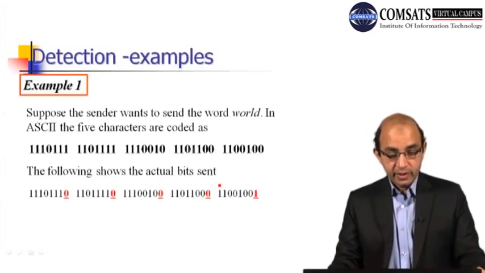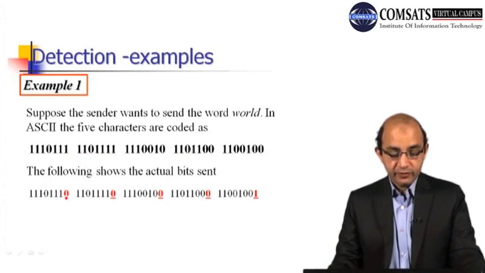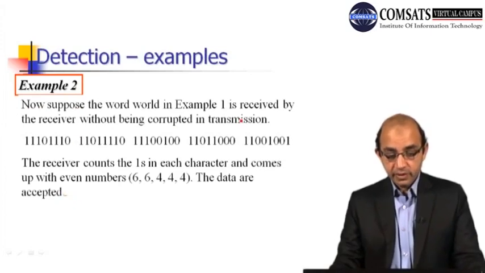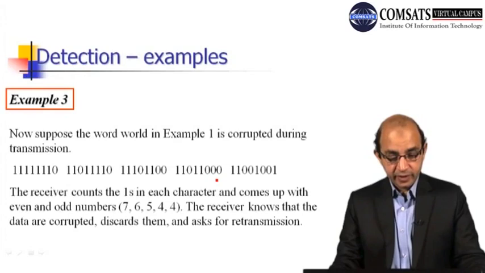So here we have another example. Here the sender wants to send the word in ASCII. The 5 characters are coded, so these are the 5 characters, WORLD, and here we have the code after adding the parity, and now you can see it is received by the receiver without being corrupted in transmission. The receiver counts the number of ones in each character and comes up with even numbers: 6, 6, 4, 4, 4. The data are accepted. So here we have the example.